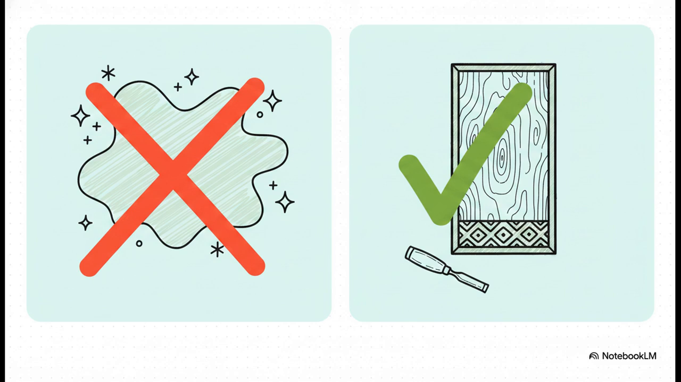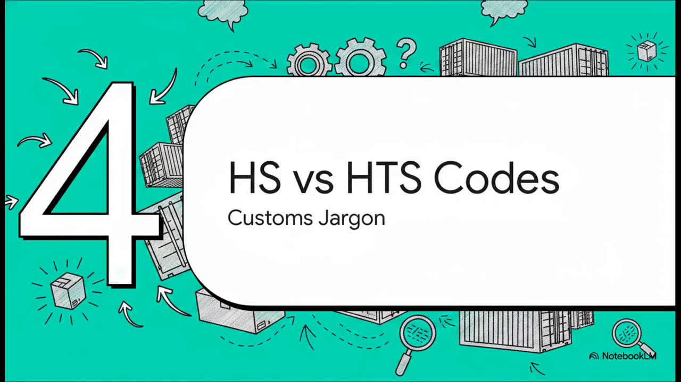Construction method matters. Giving them mango wood guarantees a much more precise and accurate tariff classification than just tossing the word beautiful at a busy border agent. Okay, moving to part 4, mastering HS and HTS codes.